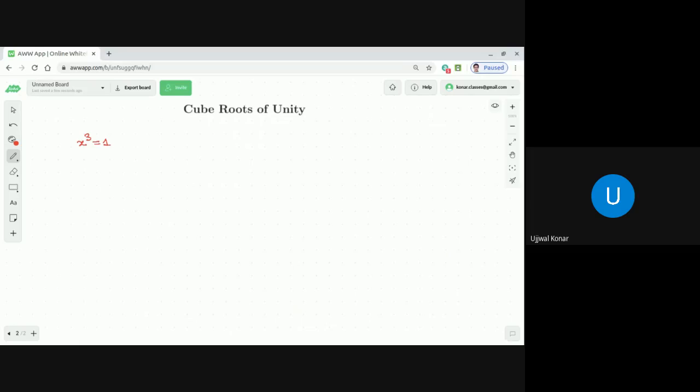That also you need to find, and that we are going to find in the next few minutes. So now, and it is very simple, dear students. How are we going to find it out? We can write that x cube minus 1 is equal to 0.